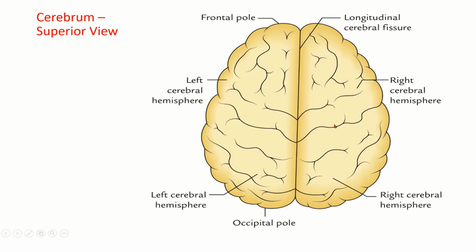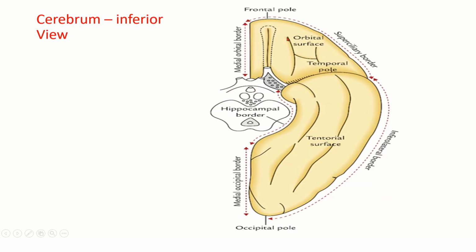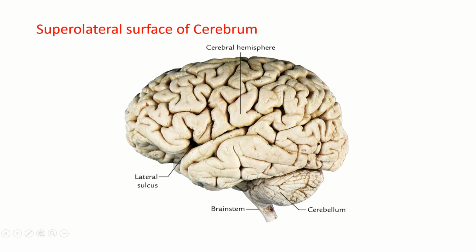You can see the cerebrum is divided into two halves by the longitudinal cerebral fissure. You can see the two cerebral hemispheres. This is the frontal pole, this is the occipital pole. We'll study all these in detail when we are dealing with the cerebral features. This is the inferior surface. The stem of the lateral sulcus divides the inferior surface into orbital surface and tentorial surface. These are the gyri and these are the sulci. This is the cerebellum, brainstem.